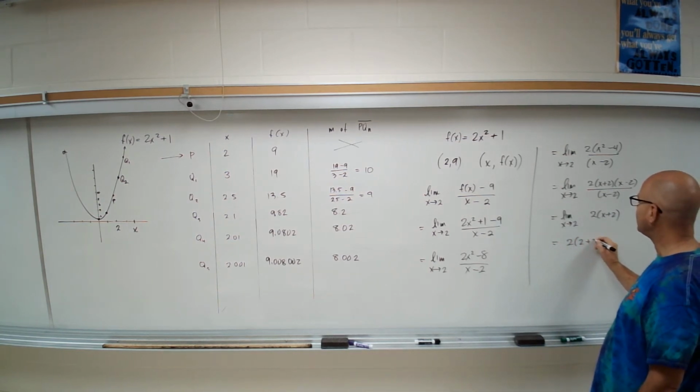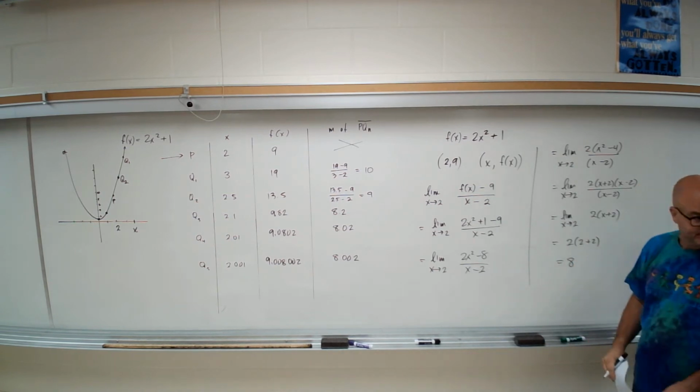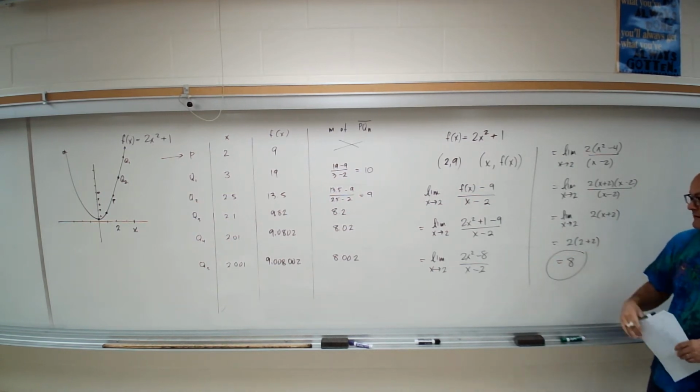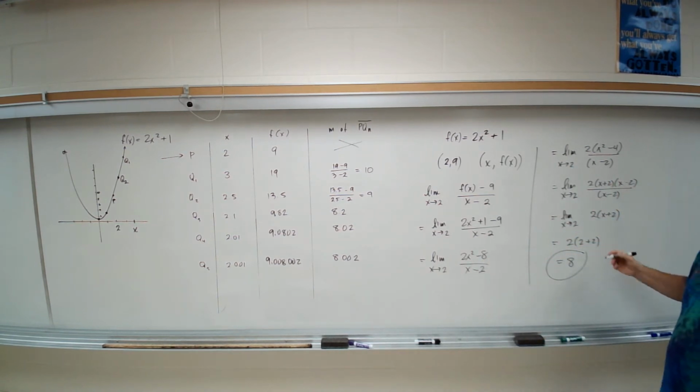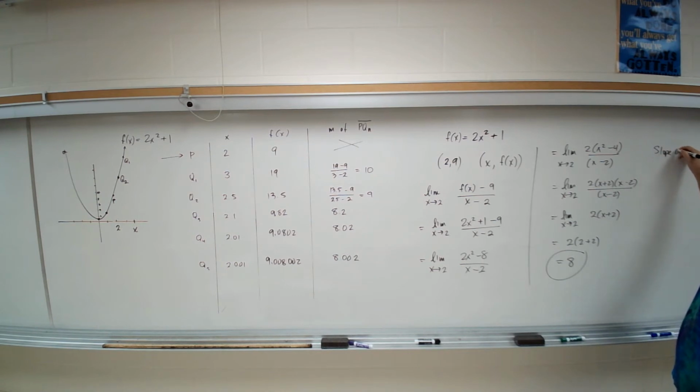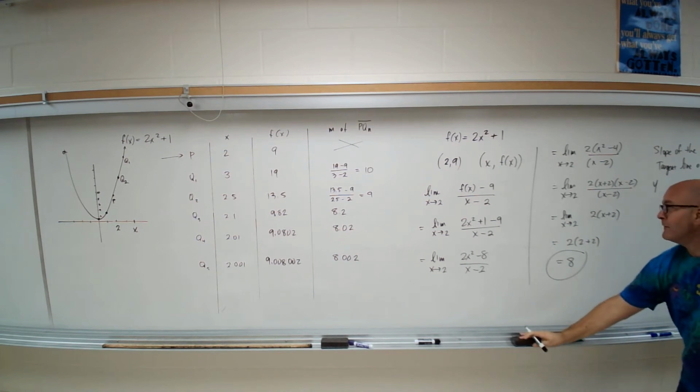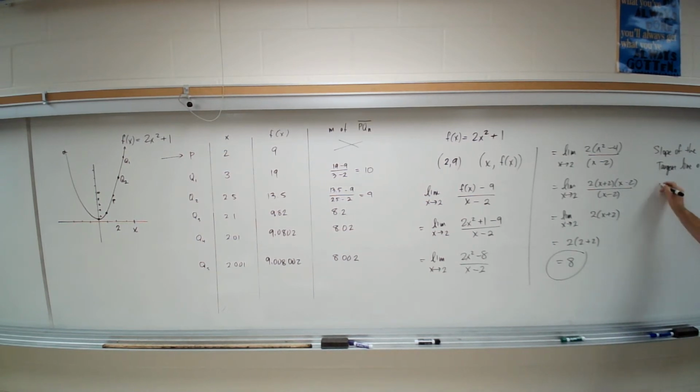We get 2 times 2 plus 2, which gives us 8, which is what we thought the slope of the tangent line was going to be, 8. So we could say the slope of the tangent line of, what was f of x? f of x equals 2x squared plus 1 is 8 at x equals 2.